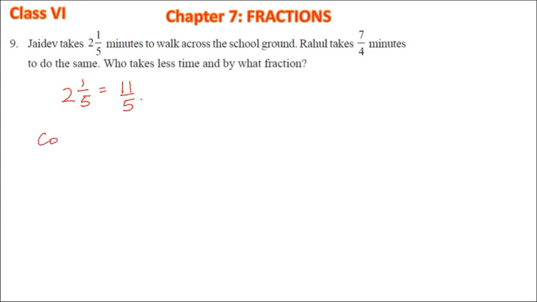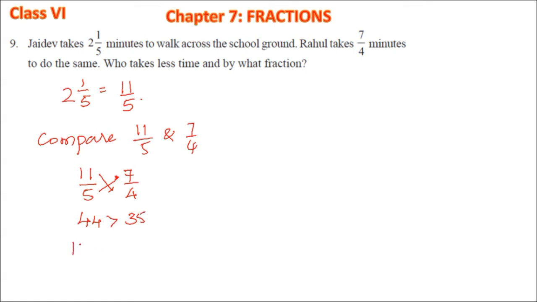Now we have to compare 11 by 5 and 7 by 4. If you take the LCM of the denominators, 20, or else we can follow another method. 11 by 5 and 7 by 4, you do cross multiplication. We get it as 44 and this is 35. So clearly 44 is greater. So 11 by 5 is greater than 7 by 4. This is the first part.